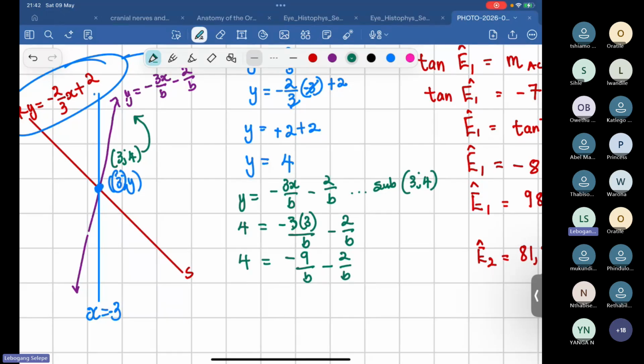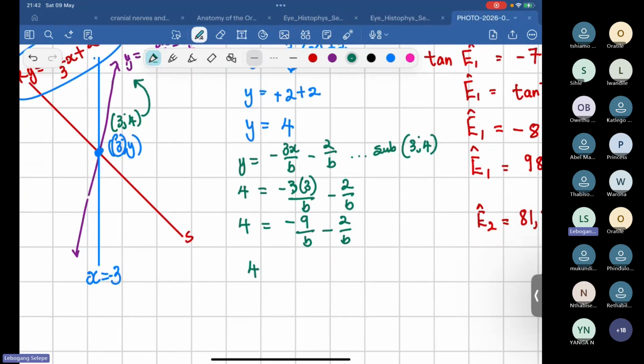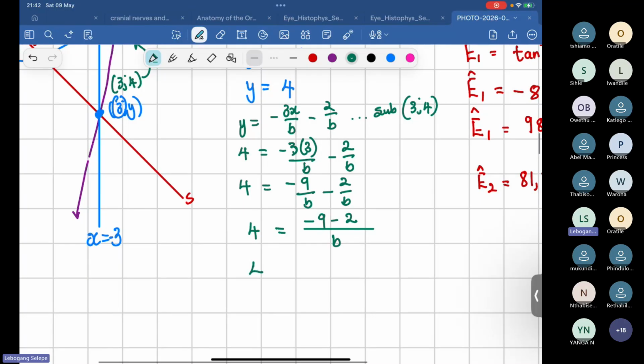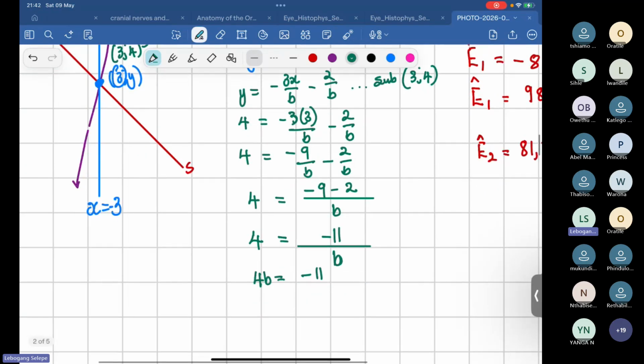Simplify that. This is going to be 4 is equal to 9 over b minus 2 over b. So now these two have a common denominator, so I can take one denominator and say 9 minus 2 divided by b. And then this is going to be 4 is equal to 9 minus 2, that's 7 over b. Cross multiply, this is going to be 4b is equal to 7. And then divide by 4 on either side. That is going to give us b is equal to 7 over 4.